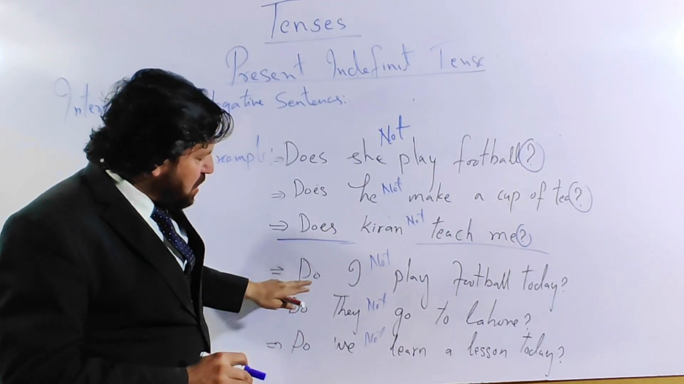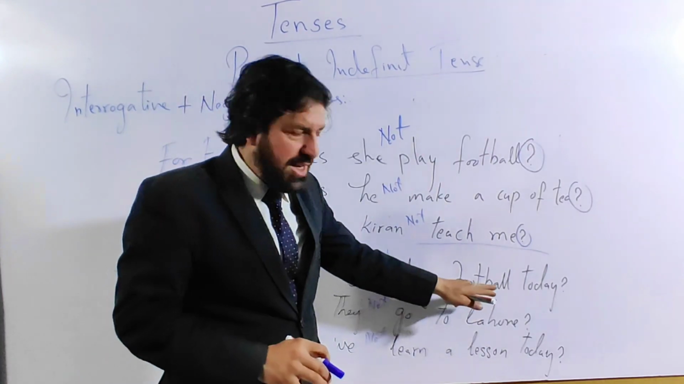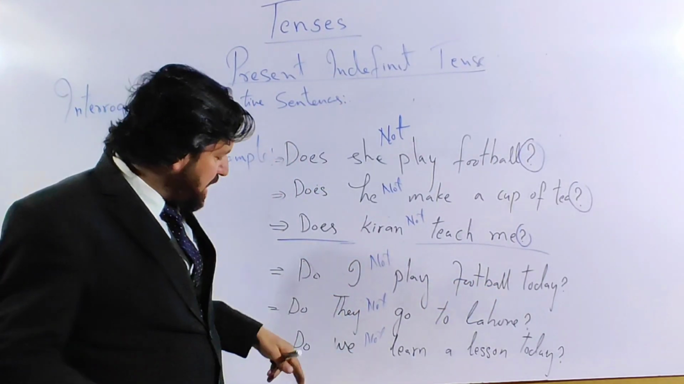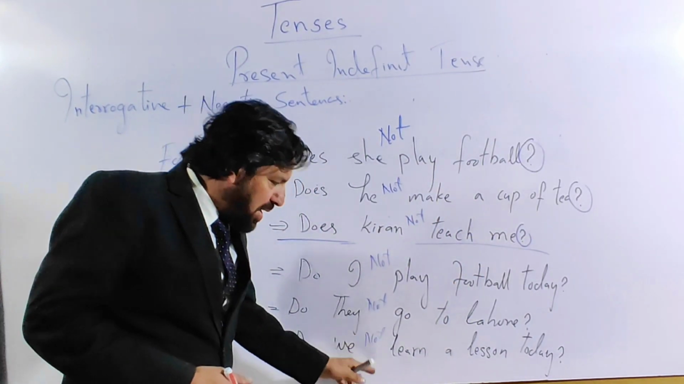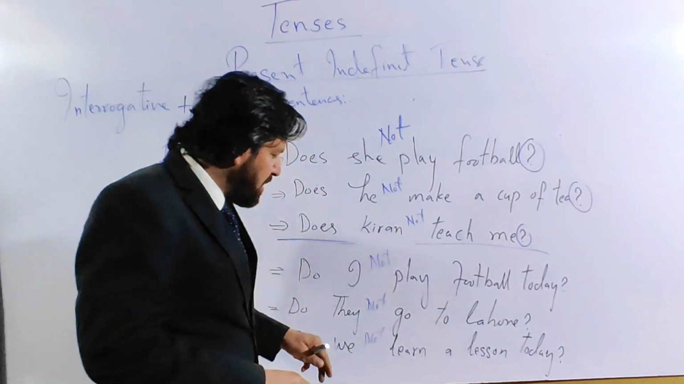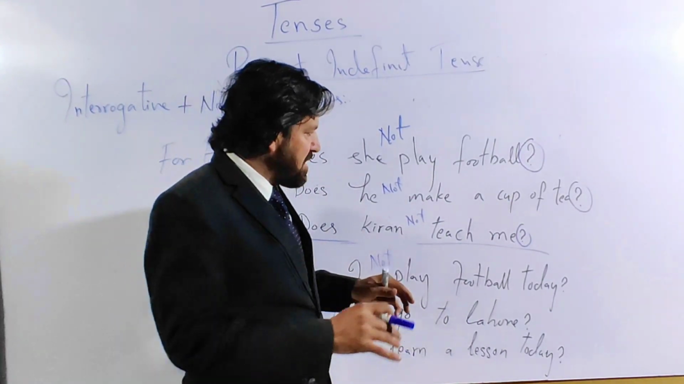Alright, the same thing is here. Do I not play football today? Do they not go to Lahore today? And do we not learn a lesson today? So these are your interrogative plus negative sentences.